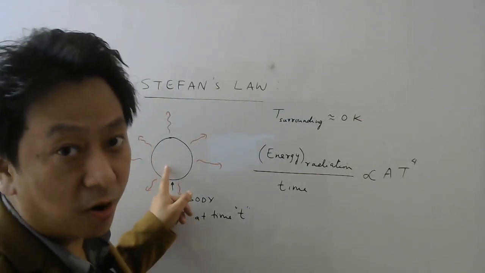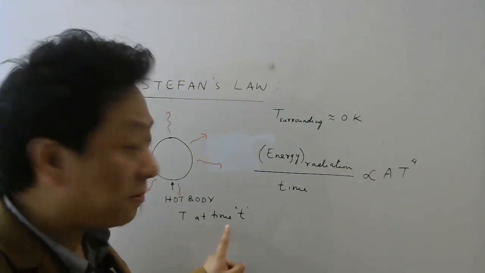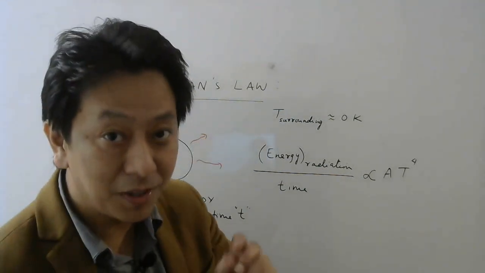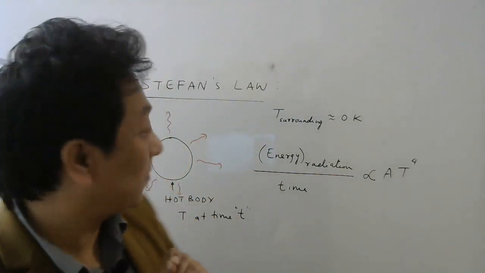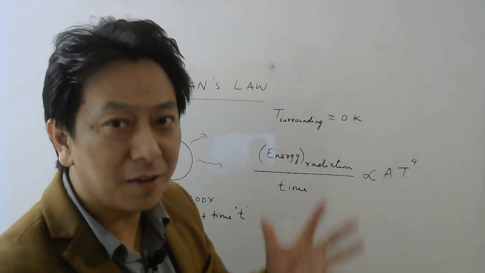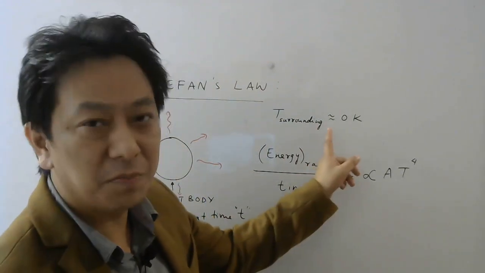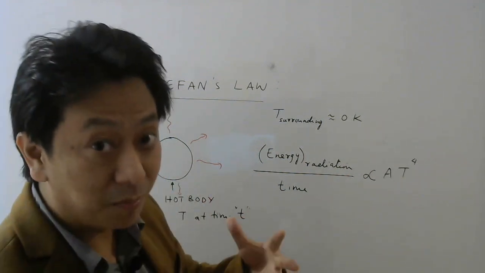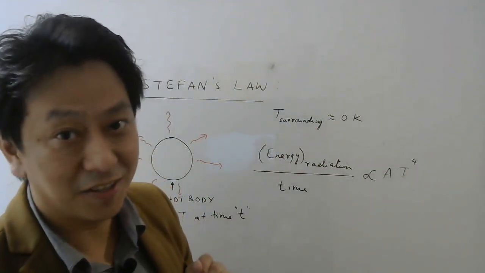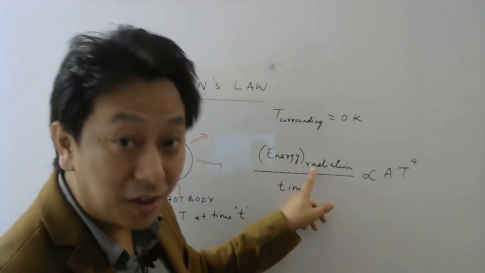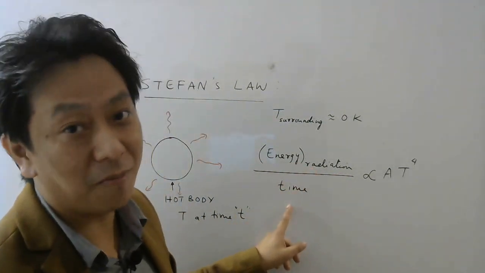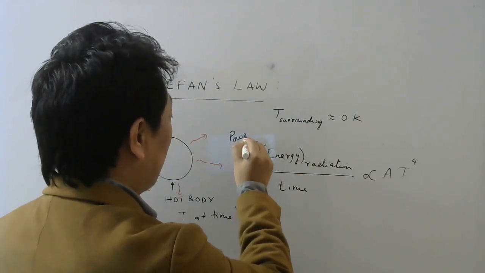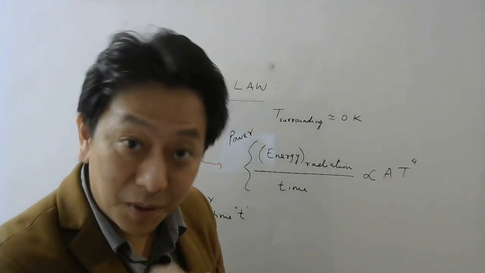Imagine you have a hot body whose temperature at time small t is capital T. So capital T is the temperature at a particular instant. Let us assume the surrounding temperature is very low, approximately 0 Kelvin. Then this body, being hotter body, will emit radiation, right? The energy of the radiation per unit time, this is also called your power, right? So power is energy emitted per second.